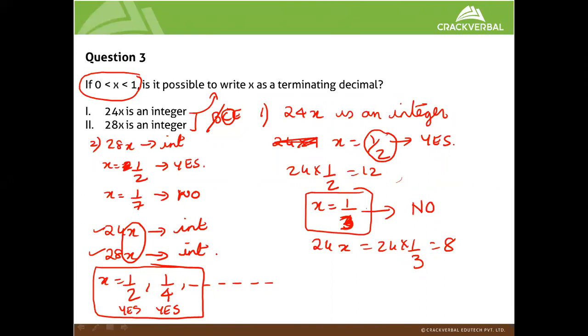Even anything in terms of say 6 by 7 is also a possibility, right? Because I know 24 can be perfectly divisible by 6, 28 can be perfectly divisible by 7, right? So I can't get a fraction where the denominator is other than 2 and 5, which is going to divide 24x and 28x to give me an integer, right? I will not be able to get 3, I will not be able to get 7. I can't get any denominator to be 5 because a fraction where the denominator is 5 will never give me an integer.